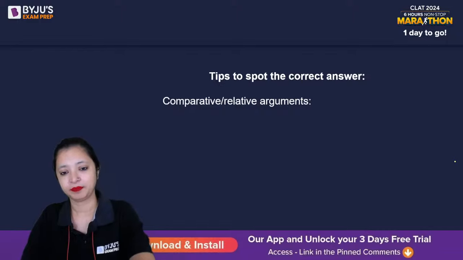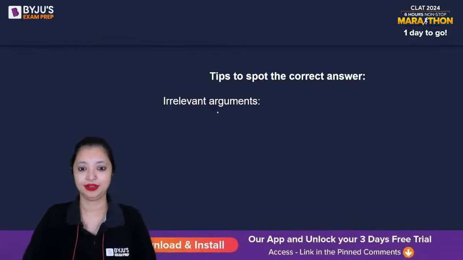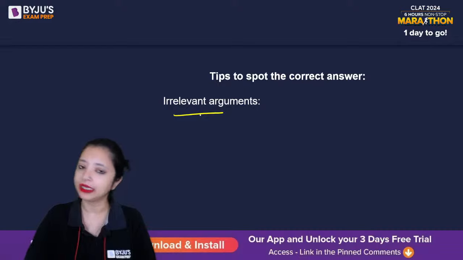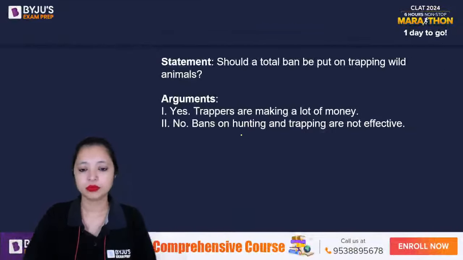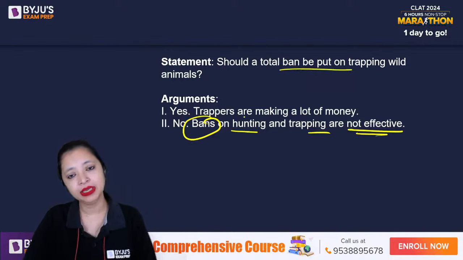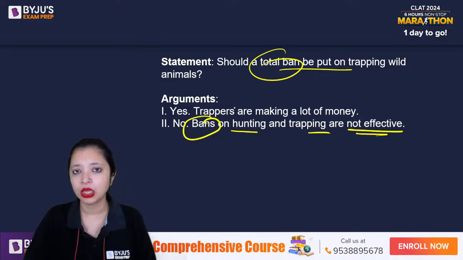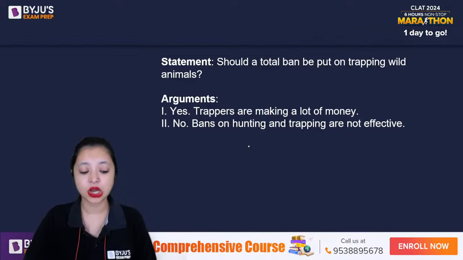Okay? Next, any option that is an irrelevant argument. How does an argument become irrelevant? Let's see. Bans on hunting and trapping are not effective. If any ban so far was ineffective, it means future ones will also be ineffective. Irrelevant, it does not even relate to the existing ban. If in my country till now we've not been able to do something, does that mean we'll not be able to do it in the future as well?